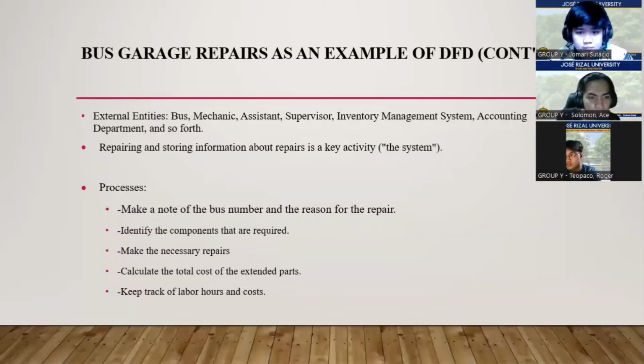So this is the process of the bus garage repairs. The first one is to make a note of the bus number and the reason for the repair. The second is to identify the components that are required. The third is to make the necessary repairs. The fourth is to calculate the total cost of the extended parts. And the fifth is to keep track of labor hours and costs.